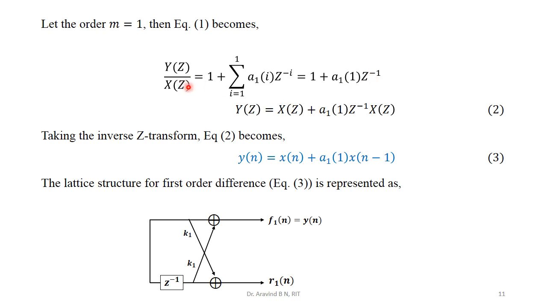Performing a cross multiplication, we get Y(z) is equal to X(z) plus a_1(1) z to the power of minus 1 X(z). We need y(n), therefore we apply the inverse z transform to this, and we get y(n) over here. Consider this as equation 3.